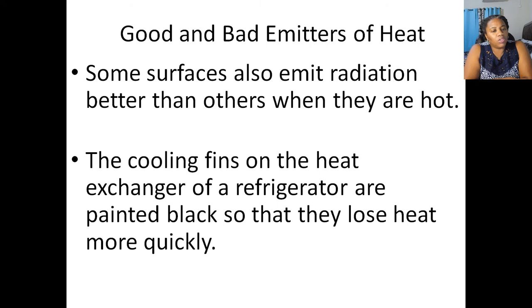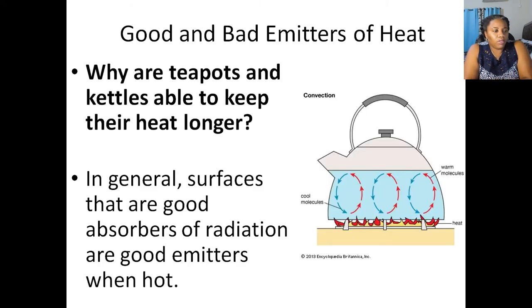Some surfaces also emit radiation better than others when they are hot. The cooling fins on the heat exchanger of a refrigerator are painted black so that they lose heat more quickly. Then we have here, why are teapots and kettles able to keep their heat longer? Well, they are made of conductors, number one, and some teapots and kettles are painted black on the inside, which is able to keep the heat inside, right?